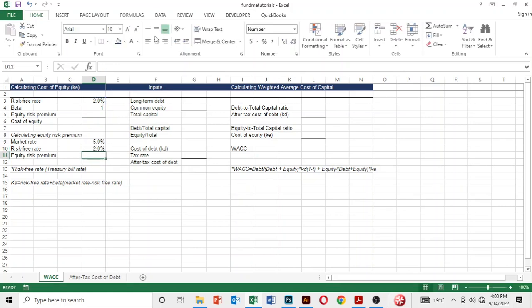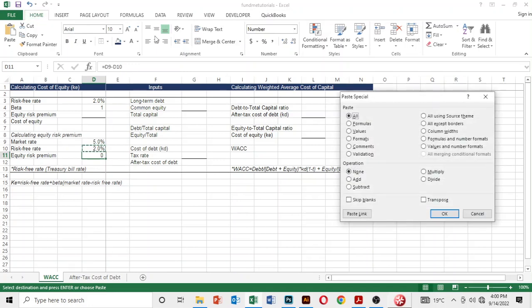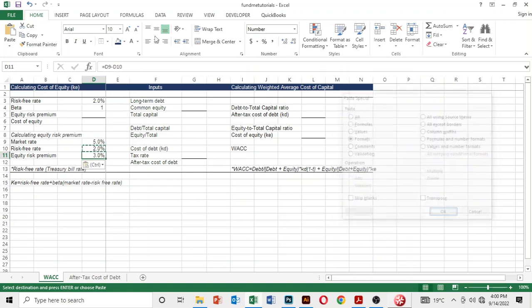So now to get the equity risk premium, we simply say 5% minus 2%, and then we have to change that into percentage. So now we just need to copy the same format there. To copy that, come here and then Alt ES, and then you can say T, and then right. So we get the equity risk premium, which is 3%.